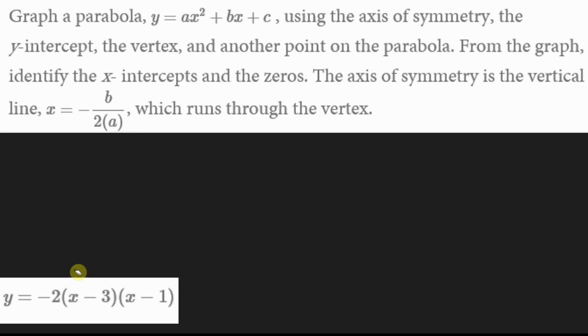Okay, so what you're going to do is you're going to take these two terms and you're going to FOIL them back out. So x minus 3 times x minus 1, remember first times first, so we're going to get x squared, outside times outside, that's negative 1x, inside times inside, negative 3x, so that's a total of negative 4x, and then last times last, negative 3 times negative 1 is positive 3. So there we are, FOILed back out.